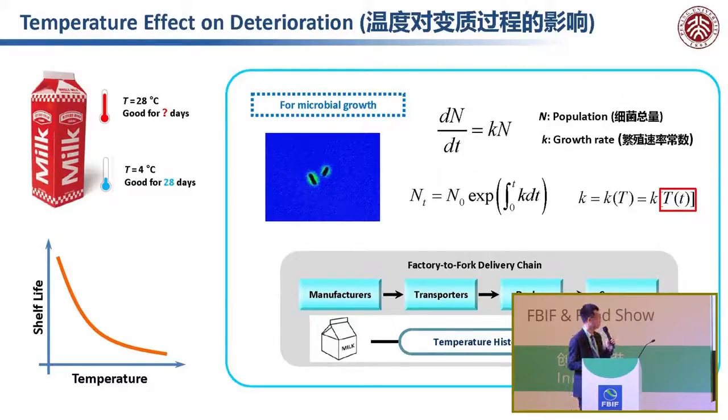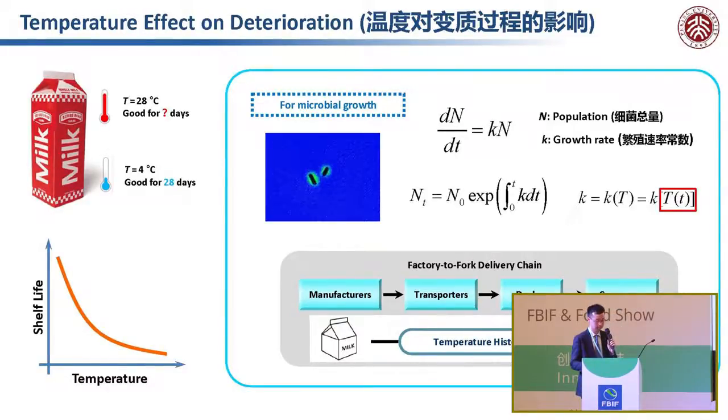Another key, important factor is temperature. For example, this carton of milk, it can be good for 28 days at 4 degrees Celsius. But what if the temperature goes up? When the temperature goes higher, how long can it survive? We all know that there is a negative correlation between the temperature and the shelf life of perishable products. Higher temperature would shorten the shelf lives.